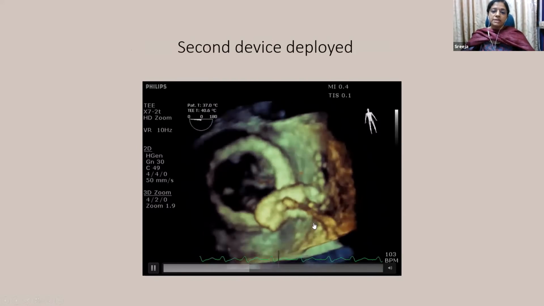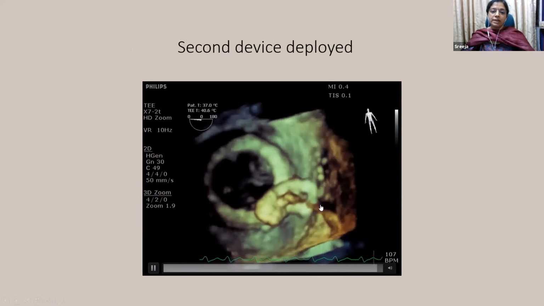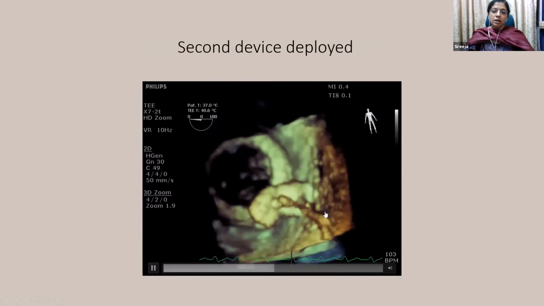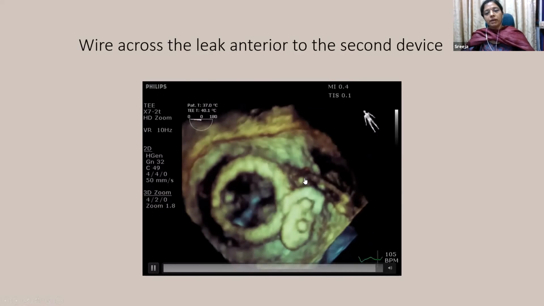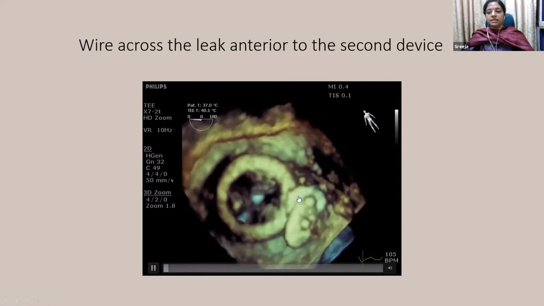And this is a deployment of the second device, which is again forming slightly at an angle to the first device. So now these are the two devices being deployed. Again, by 2D color flow, we assess the residual leak.